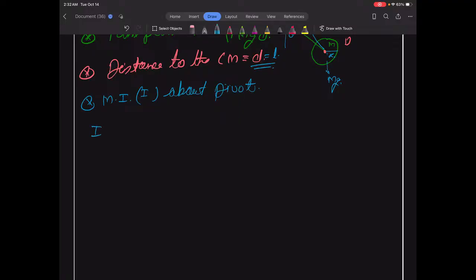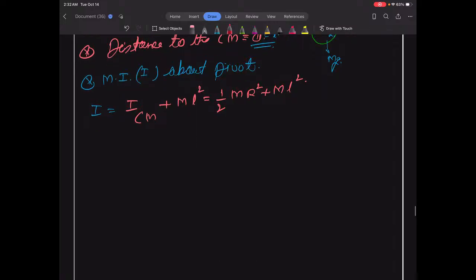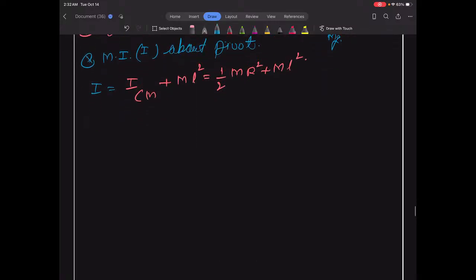And that is our I, which will be equal to the moment of inertia of the disk about its center of mass plus the mass of the disk times the distance, which is L, so it comes as L square. And for the disk we know that it is half m r square plus m L square. Therefore we simply substitute the values.